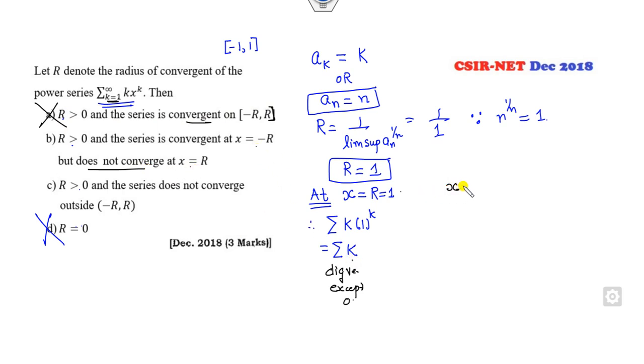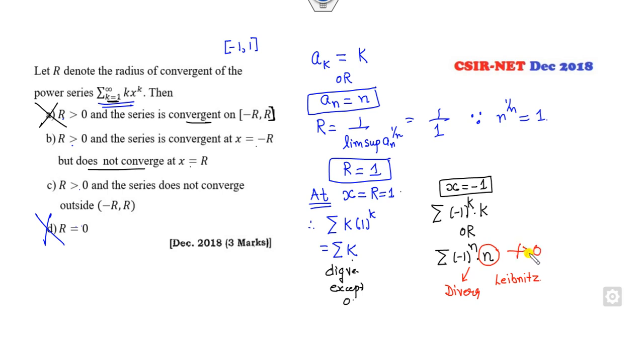Now we will check x equal to minus 1. If x is equal to minus 1, your series will be minus 1 raised to power k, into k. You can also write this as minus 1 raised to power n, into n. Can you say this is convergent? This is divergent. Why? By using the Leibniz test, this a_n does not go to 0. Moreover, it is not decreasing. So by the Leibniz test, this is divergent. So at x equal to minus 1, that means minus R, the series is divergent.